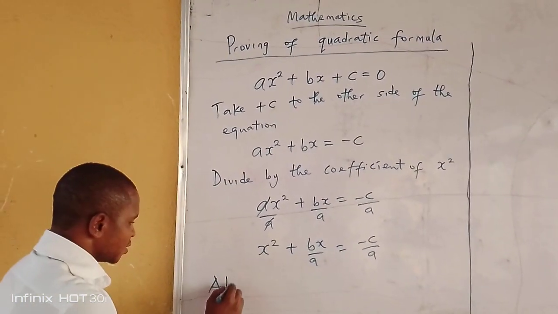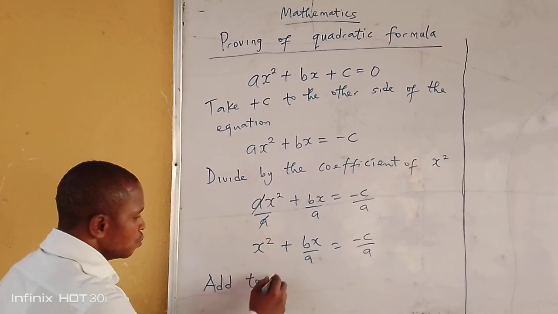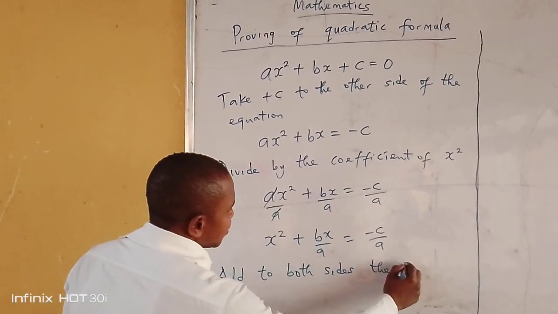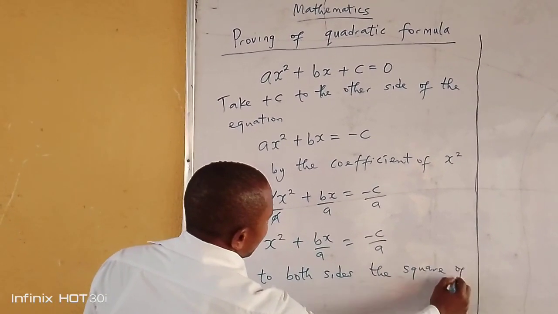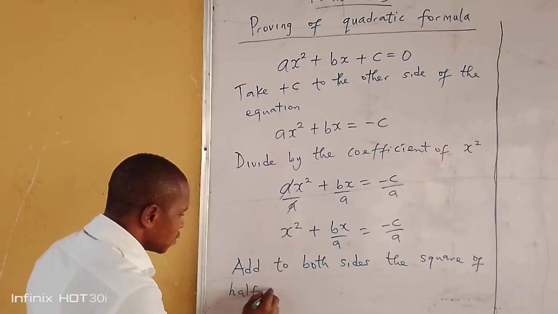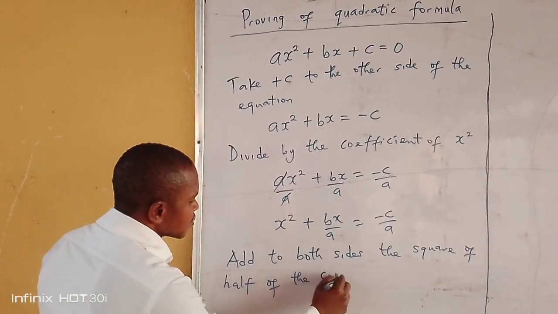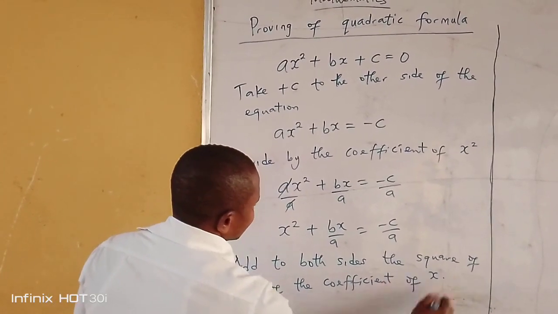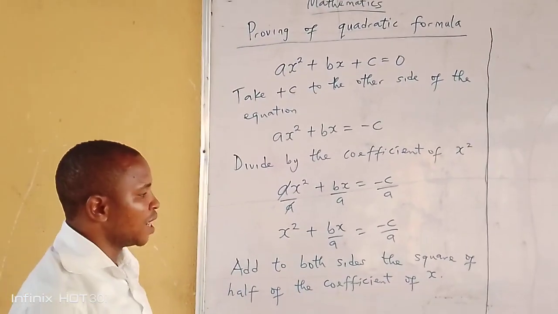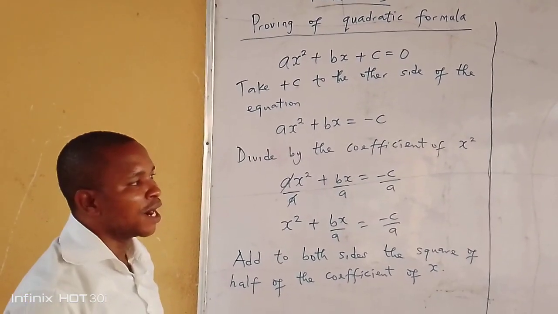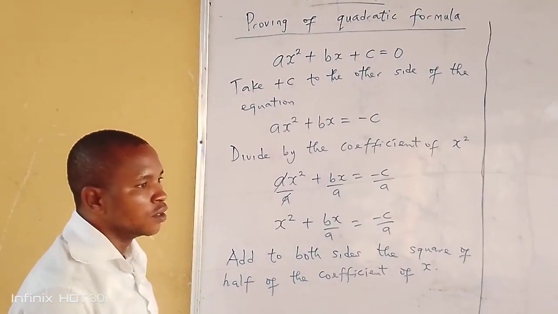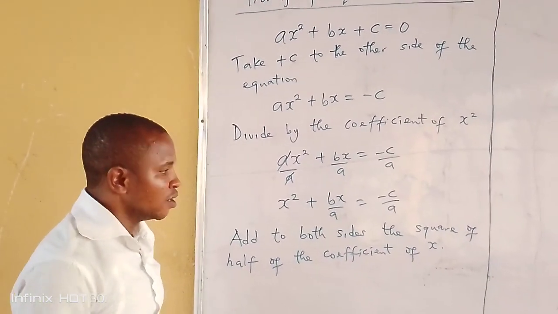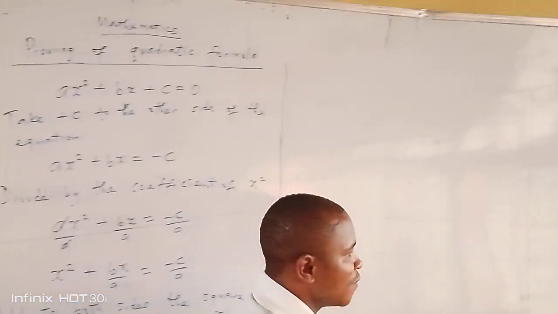Then this third step, you need to take note of it. Add to both sides the square of half of the coefficient of x. Remember that a coefficient is the number before the unknown variable. The coefficient of x here is b over a. So what is half of the coefficient of x?